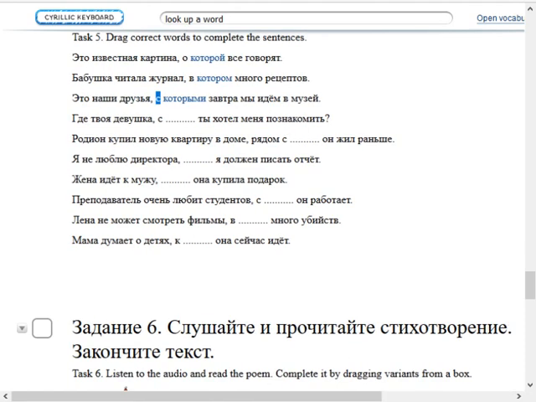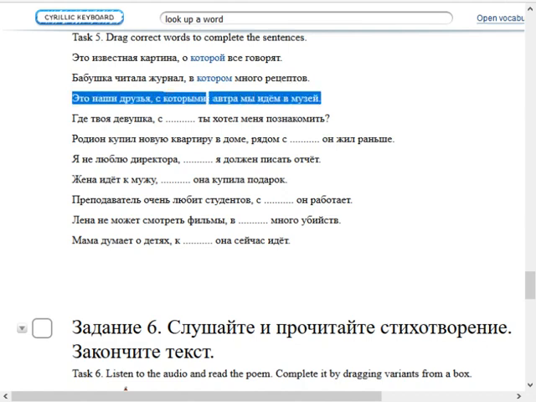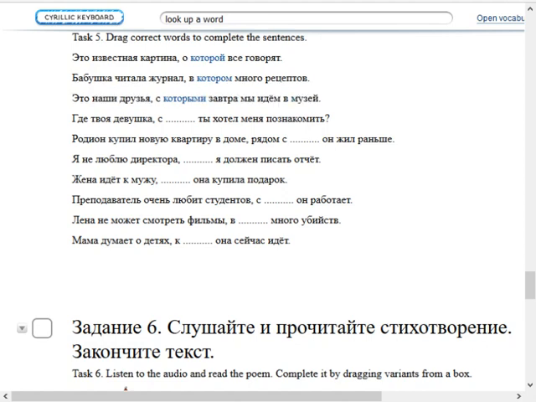Looks like this one. So, let's finish the sentence. Это наши друзья, с которыми завтра мы идем в музей. These are our friends with which we go to the museum, with which tomorrow we go to the museum. So we're going to the museum with these friends tomorrow.